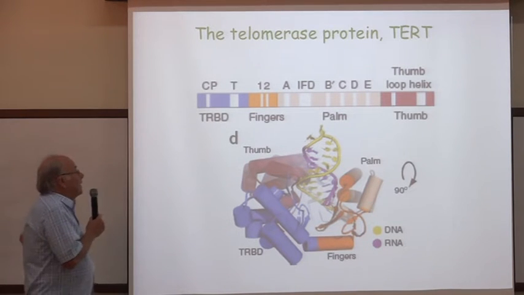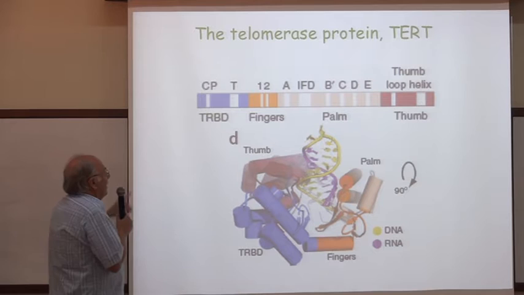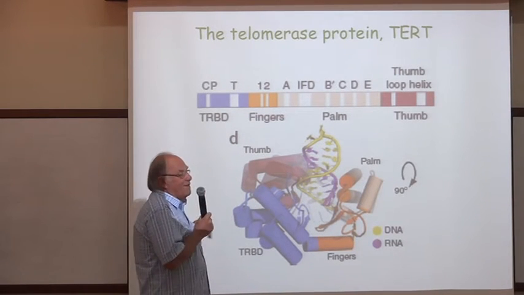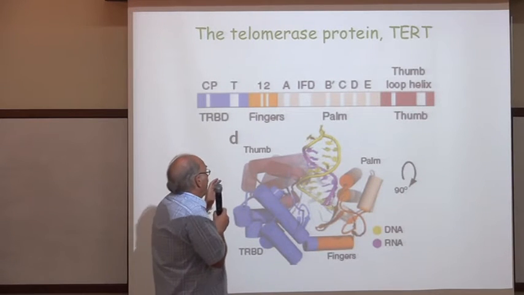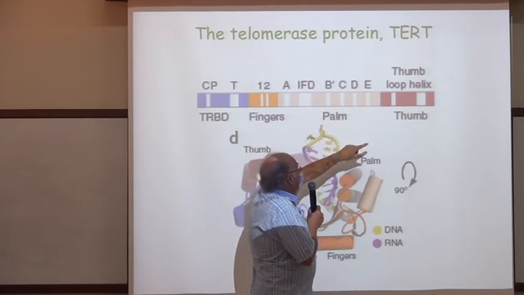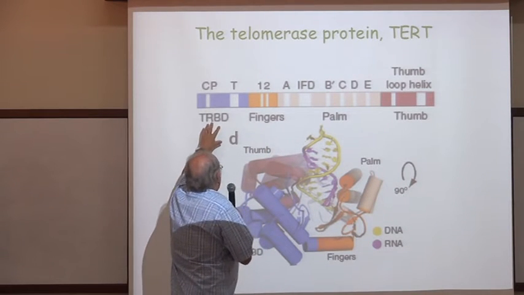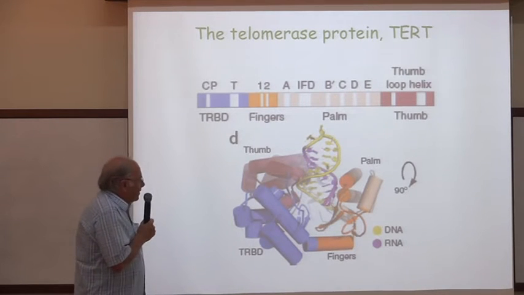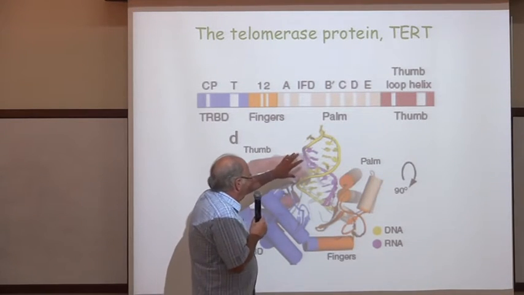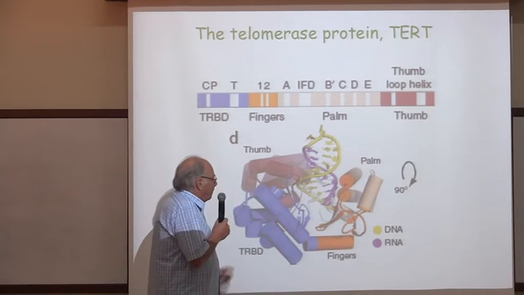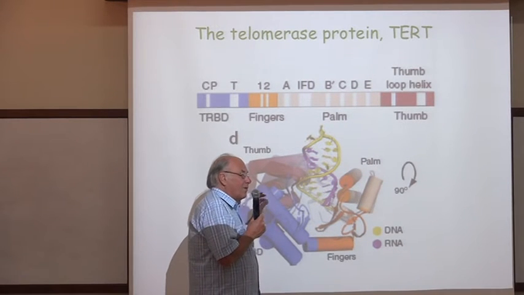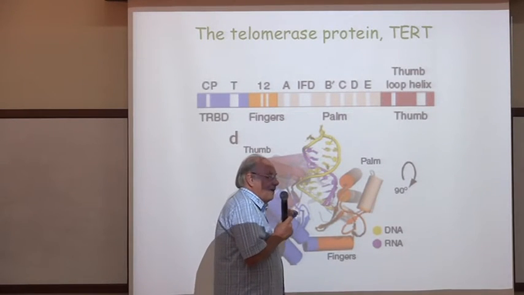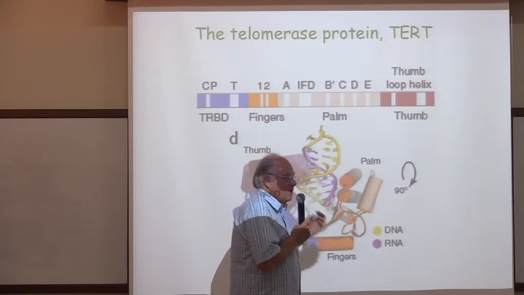And the telomerase protein called TERT has a number of different domains and regions here. But basically, it's arranged in the same way as the DNA polymerases. It's got a palm, it's got a thumb, with fingers, and then it has a separate domain in the beginning here. So this is the way it looks, and it's dealing with the DNA and making use of its own RNA as the correct template for the missing piece of DNA.